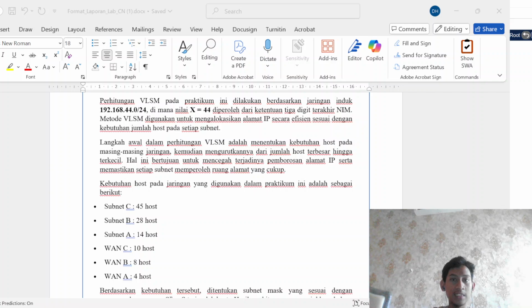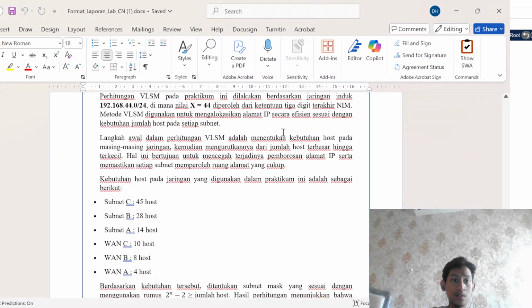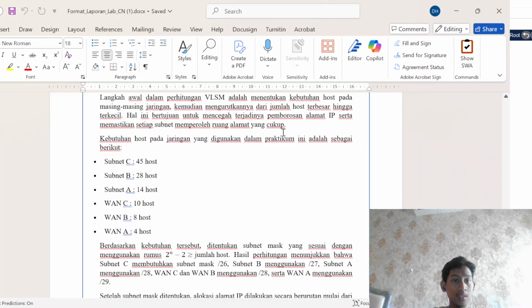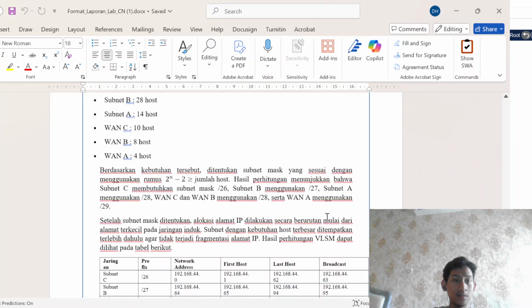Because the number of hosts in each subnet is not the same, we use VLSM instead of fixed subnetting. The next step was identifying the host requirements for each network segment. The network consisted of three LANs and three WAN connections. It was divided like this. Subnet C required 45 hosts. Subnet B required 28 hosts. Subnet A required 14 hosts. WAN 1C required 10 hosts, WAN 1B required 8 hosts, and lastly WAN 1A required 4 hosts.